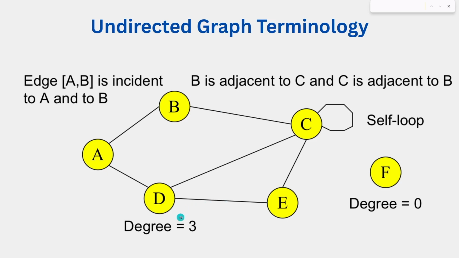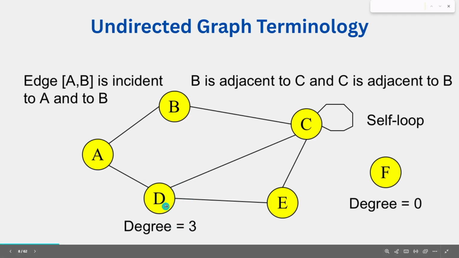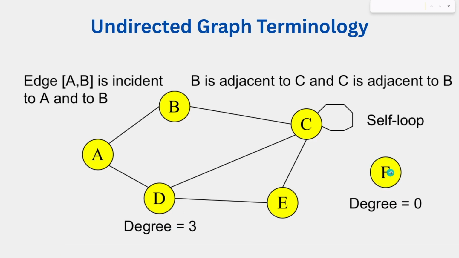So, here when we count the degree for this vertex D, you could see that there are 3 lines leaving out of it, or we can say that 3 lines entering into it, and so this particular node or vertex degree is 3. And we have one isolated node or vertex in this particular graph whose degree is 0, just because it does not have any edge entering or leaving it.